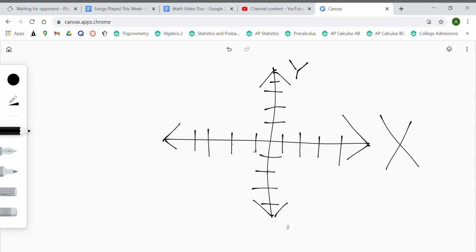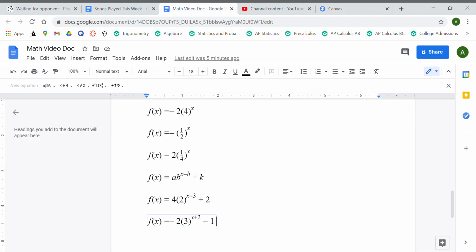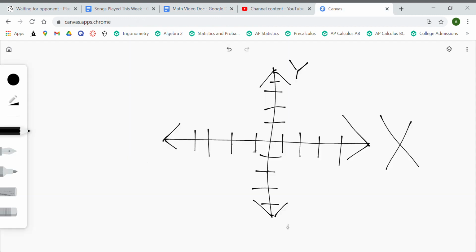All right. And now, okay, so now that we got the parent function down, we're going to translate. So we're going to shift every single point that we just plotted 2 units to the left because it's a plus sign, and then 1 unit down because it's a subtraction sign. 2 units left, 1 unit down. Let's try to remember that.